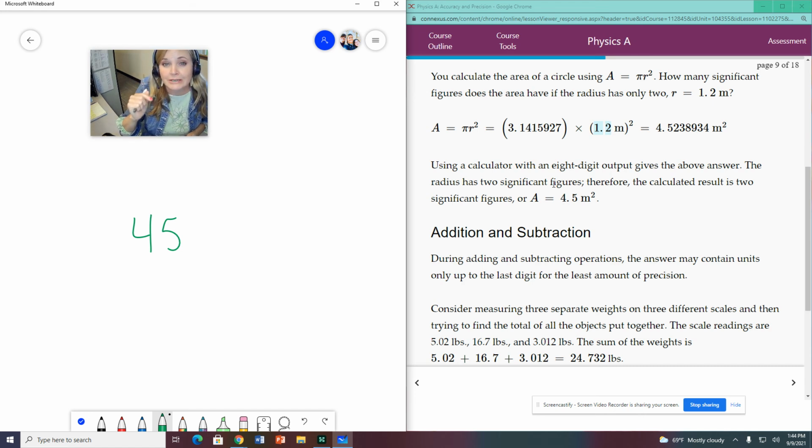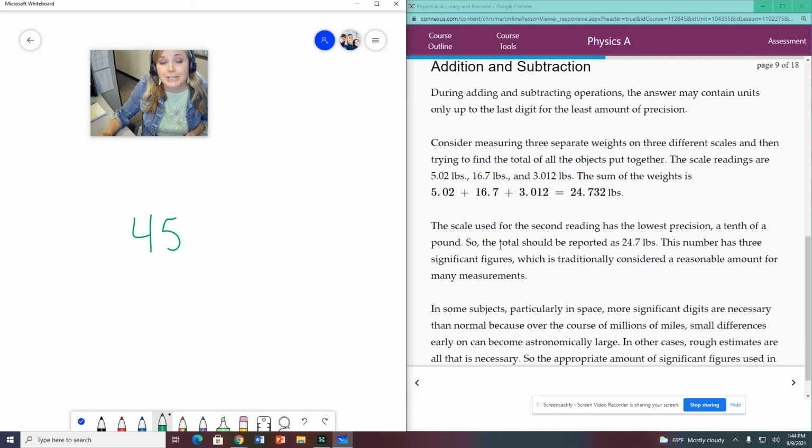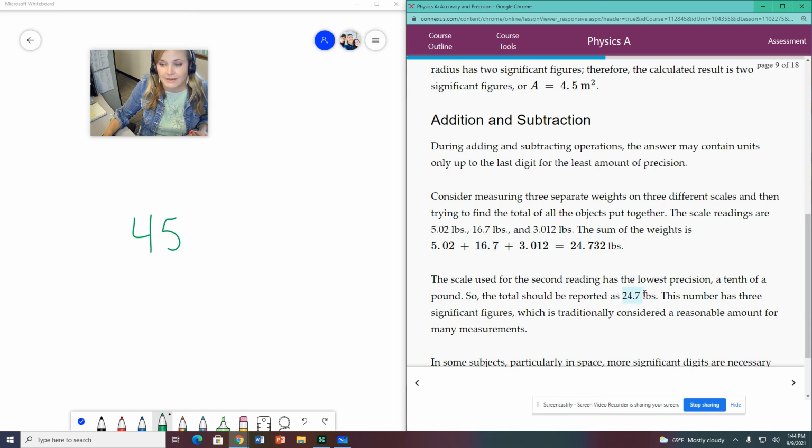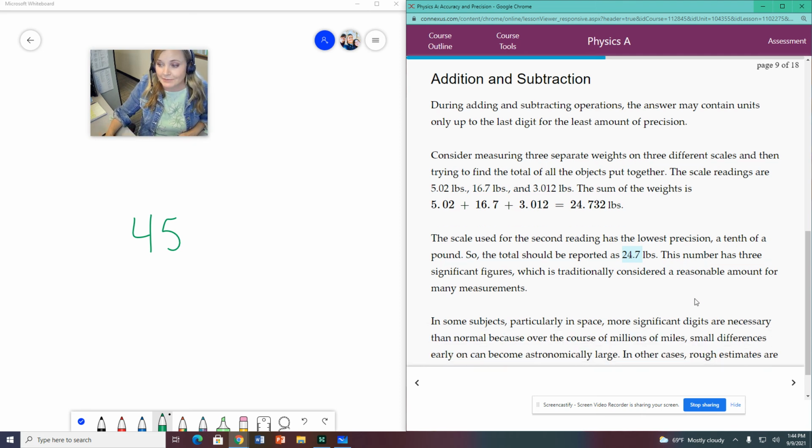So with multiplication and division, don't pay attention to the decimal place. Pay attention to the number of significant digits. With addition and subtraction, pay attention to the decimal place. That's the difference. So the least precise of my numbers, 16.7, is to the tenths place. So my answer also then must be to the tenths place. It doesn't matter how many significant digits it has, it matters the decimal place that you're reporting it to. In this case, they both have 3 significant digits, but that's just coincidental. It's the number of the decimal place. It's to the tenths for both.